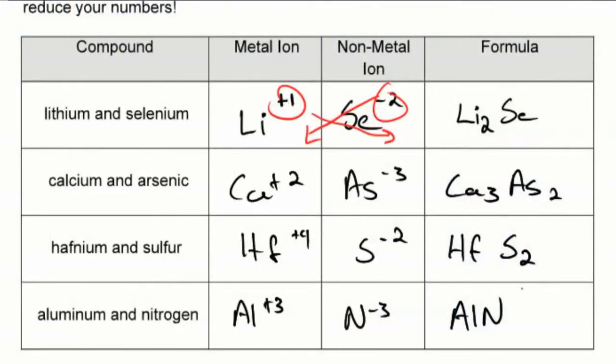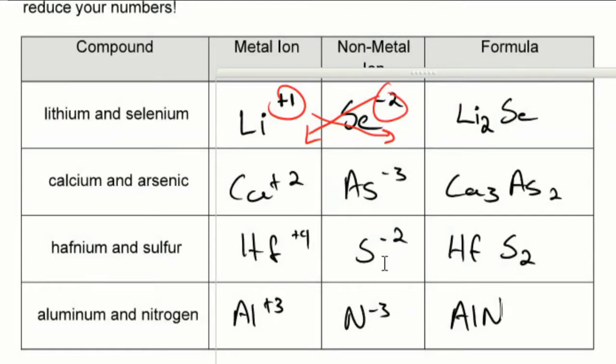Hafnium and sulfur. This is getting back to the oxygen one that we did. Hafnium's plus 4 and sulfur's minus 2. So when I crisscross my charges, I get a 2 down here and I get a 4 down next to my sulfur. But a 2 and a 4 needs to be simplified. I need to put it in simplest form.